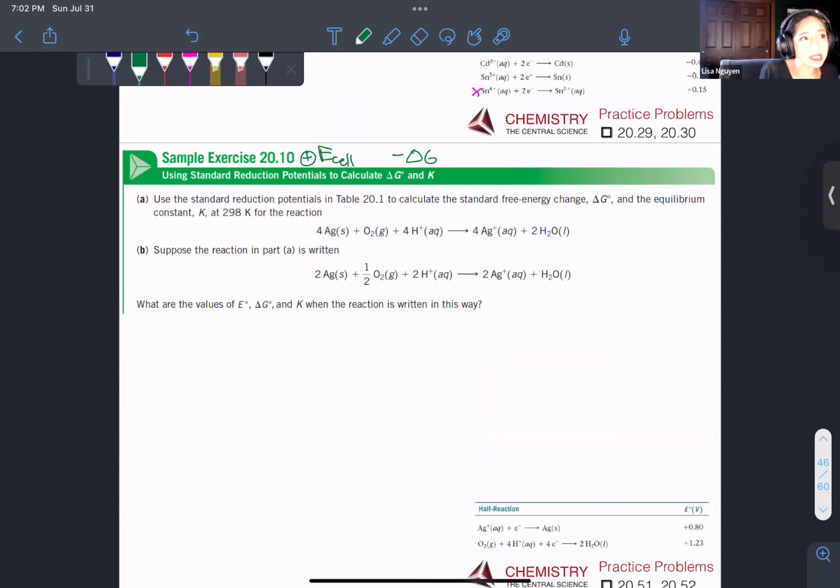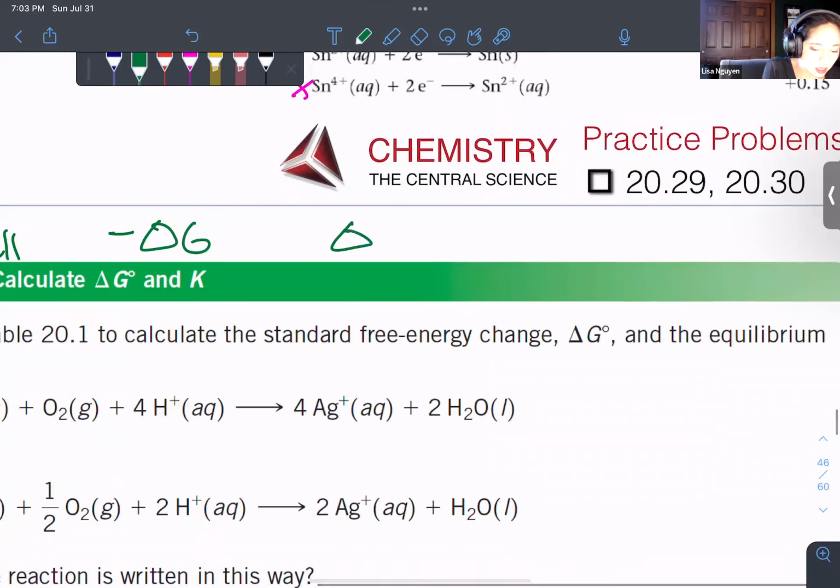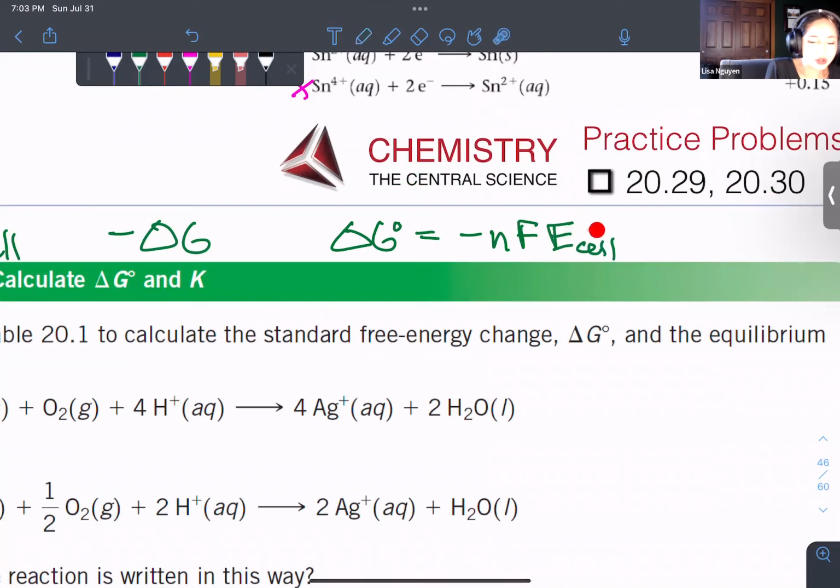So these two pieces of information are related to one another by a new equation we presented in this chapter: delta G naught equals negative nF E cell. So your cell potential times all this stuff times a negative number gives you delta G. You can see here, if E cell is positive, delta G is negative because we have this negative sign.